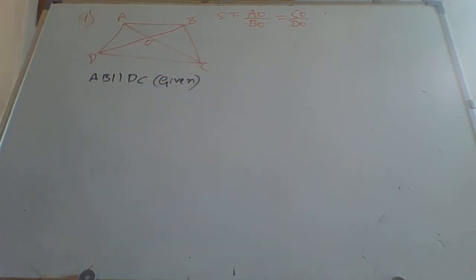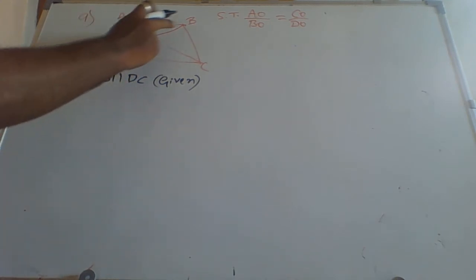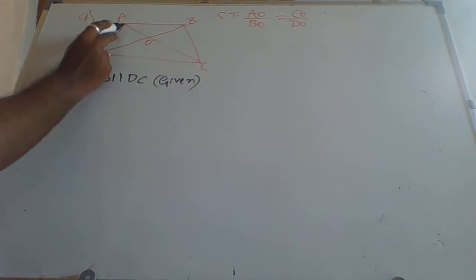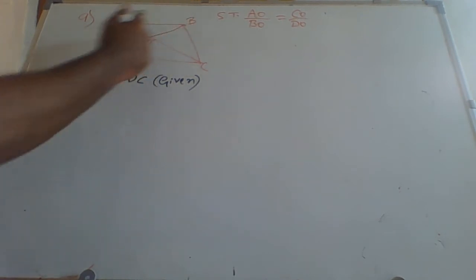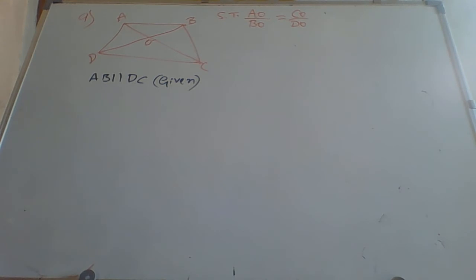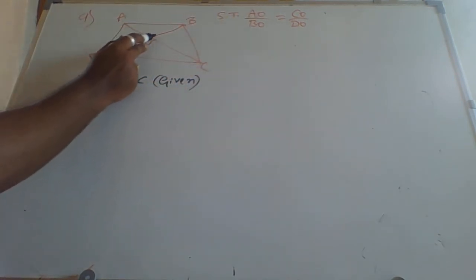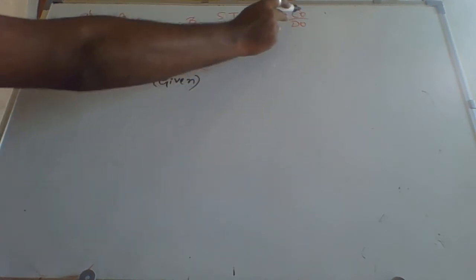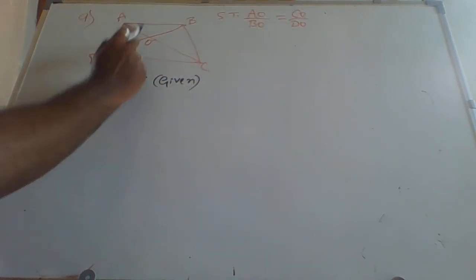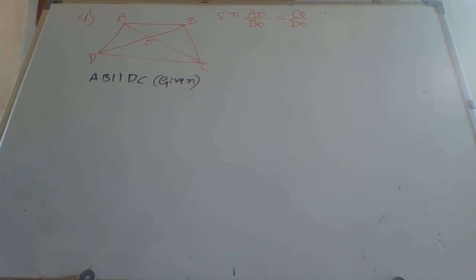Its diagonals intersect each other at point O. So here, the diagonals AC and BD intersect each other at point O. Now show that AO by BO is equal to CO by DO. So this is the ninth question.